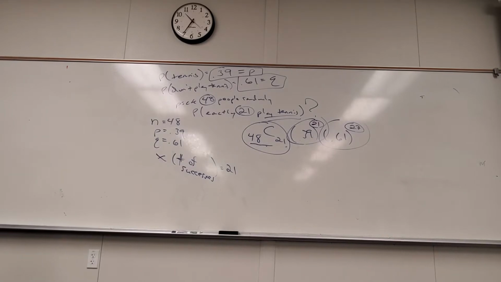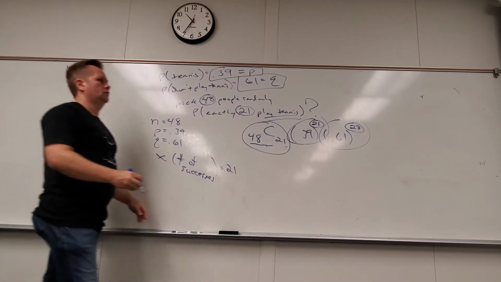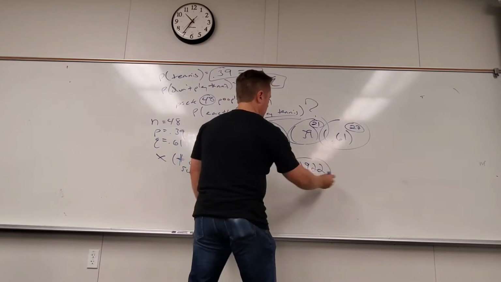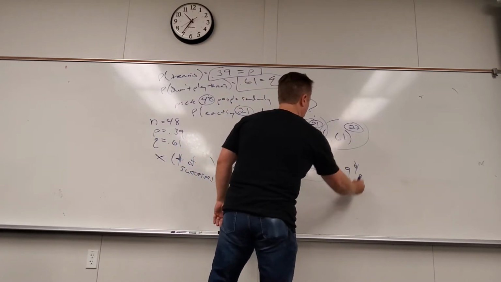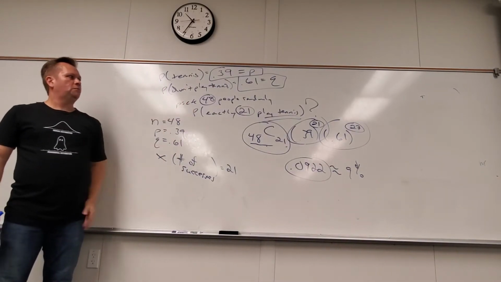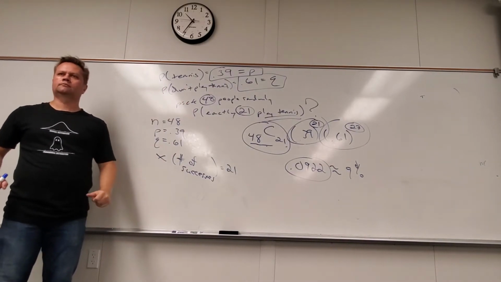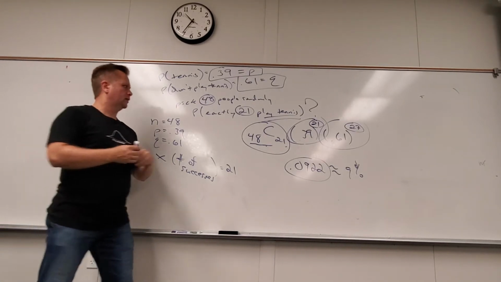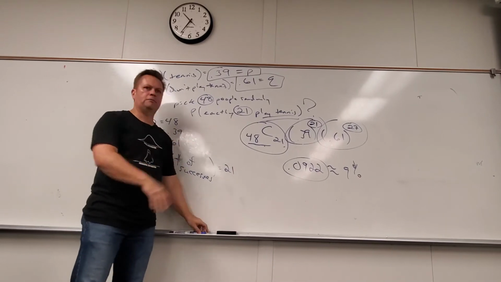One quick check you can always do is add the exponents and make sure they come out to the first number. Let's see what we get. Yay! So just over a 9% chance, about a 9% chance to have 21 out of 48 people play tennis. If I knew 48 people were coming over and I needed 21 to play tennis, I'd only have a 9% chance of being able to do that.